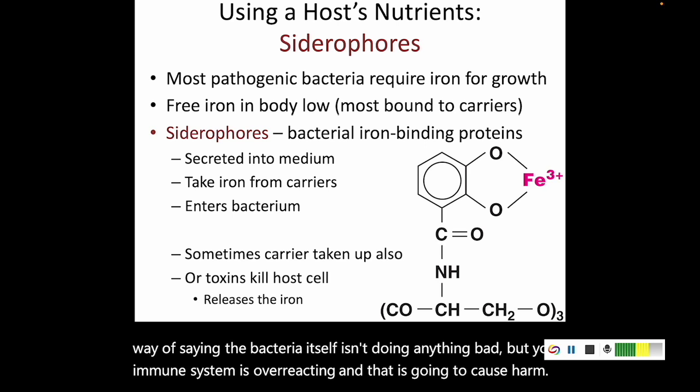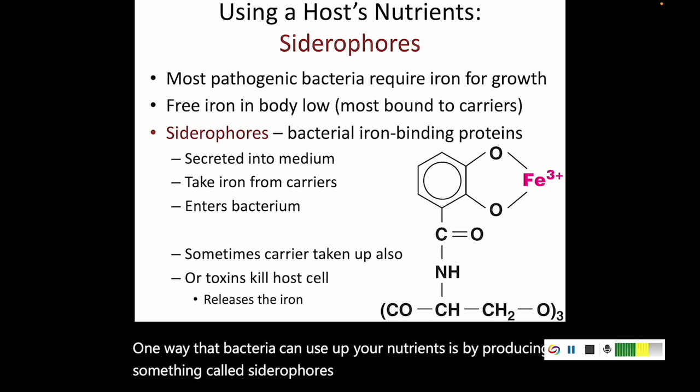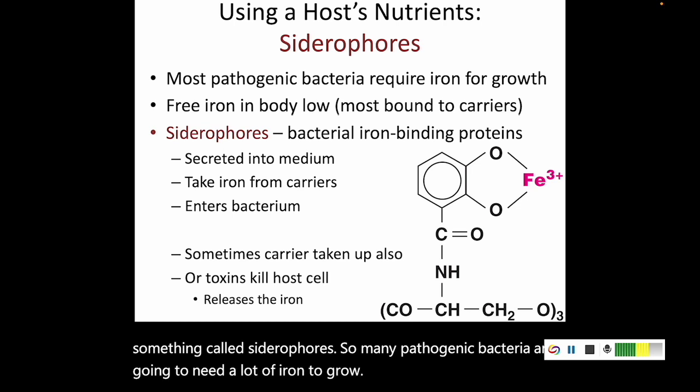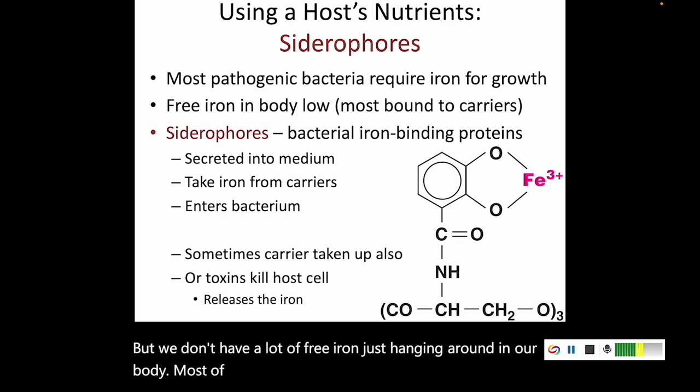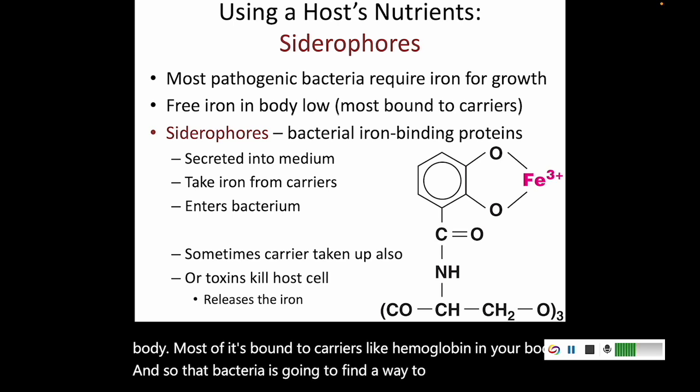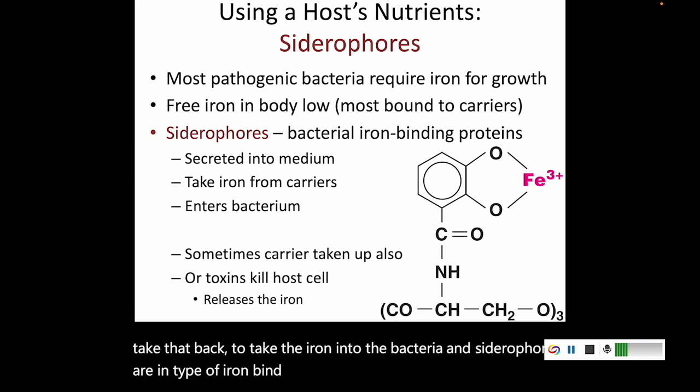One way that a bacteria can use up your nutrients is by producing something called siderophores. So many pathogenic bacteria are going to need a lot of iron to grow, but we don't have a lot of free iron just hanging around in our body. Most of it's bound to carriers like hemoglobin in your body. And so that bacteria is going to find a way to play tug of war to take the iron into the bacteria. And siderophores are a type of iron-binding protein.